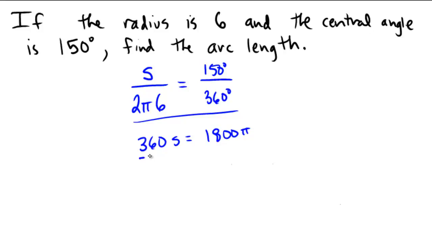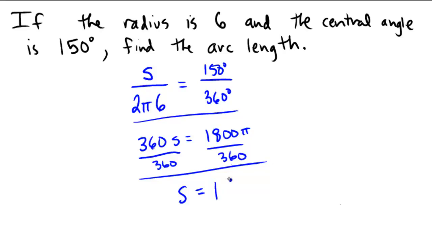Isolate the S by dividing by 360. It looks like S would be equal to, just grabbing a calculator here, 1800 pi divided by 360. The arc length appears to be 15.707, and so with rounding to the nearest hundredth, this would be 15.71.